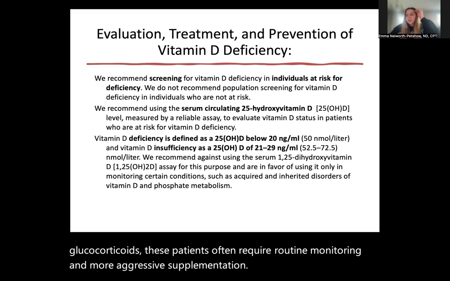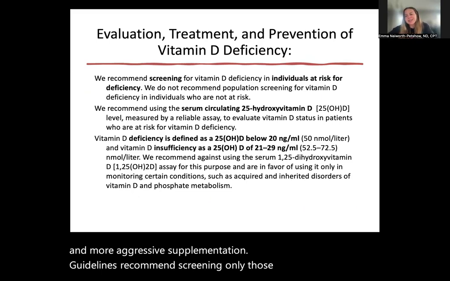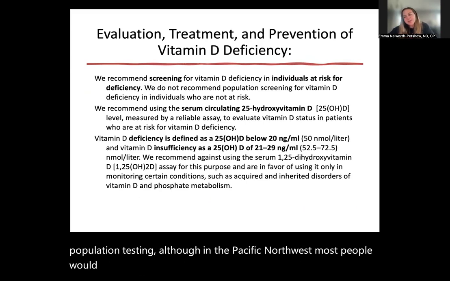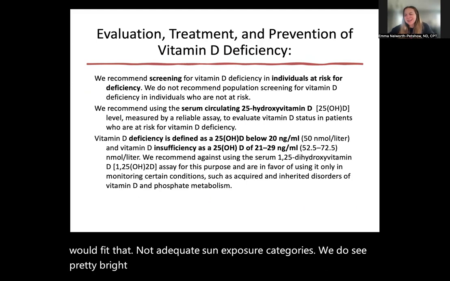Guidelines recommend screening only those at risk, not universal population testing, although in the Pacific Northwest, most people would fit that not adequate sun exposure category. So we do see pretty broad or widespread testing here.